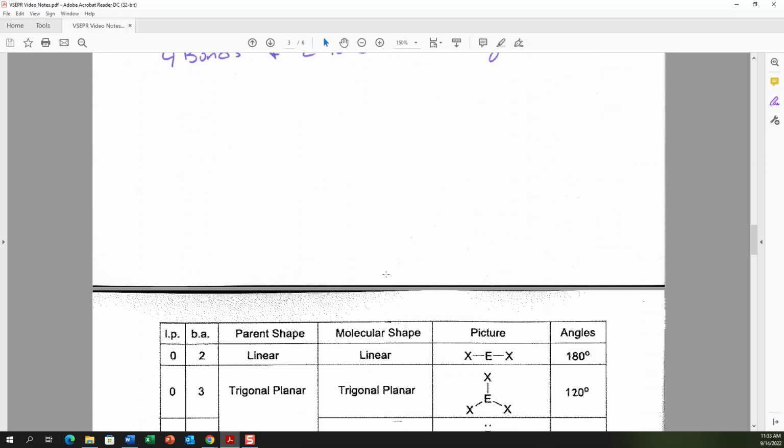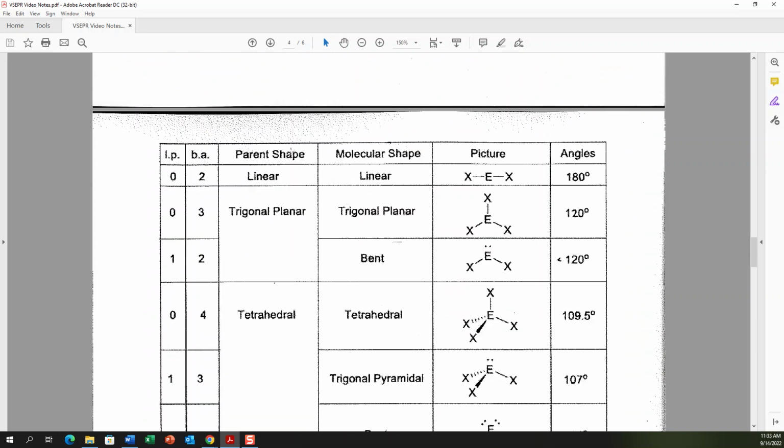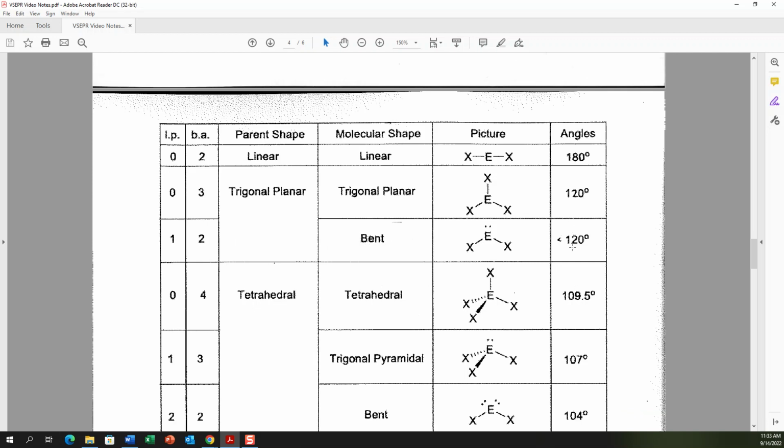Okay. So here's a chart that kind of shows you what I'm saying. So instead of calling it the geometry, they're calling it the parent shape. So when you have 2 domains, you're linear. When you have 3 domains, you're trigonal planar. And here are bonding domains and lone pair domains. If the geometry, or the parent shape, is trigonal planar, and it's 3-0, the shape is called trigonal planar. If it's 2-1, two bonds, one lone pair, it's bent or angular. Okay, and then here are some bond angles to reference.